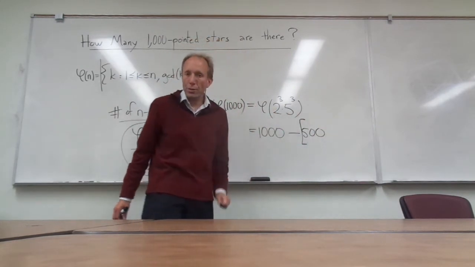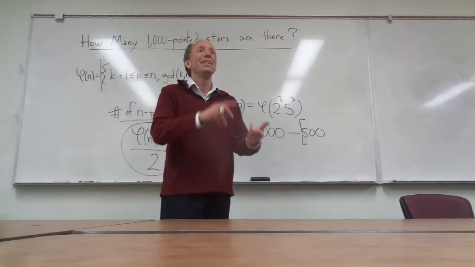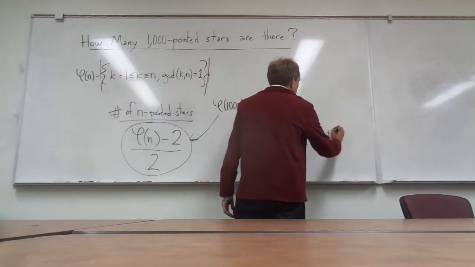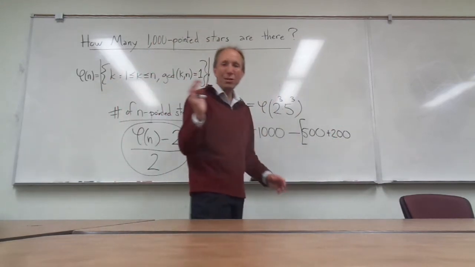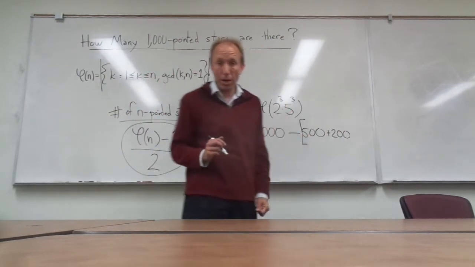How many numbers have factors of 5 in them? Well, that would be every fifth number: 5, 10, 15, 20, and so on. There would be 200 of those between 1 and 1,000. So we're going to take those out as well.